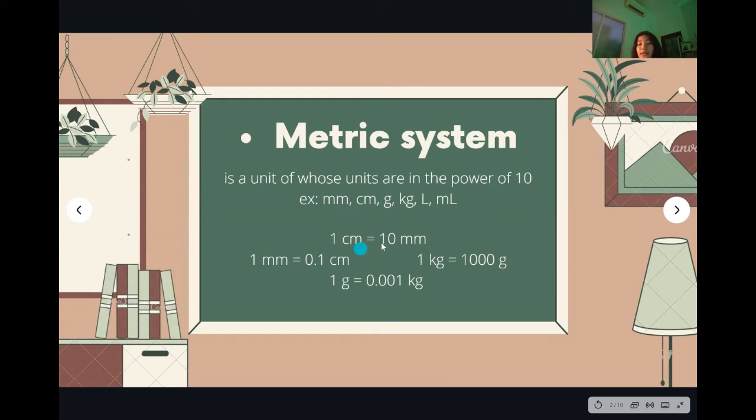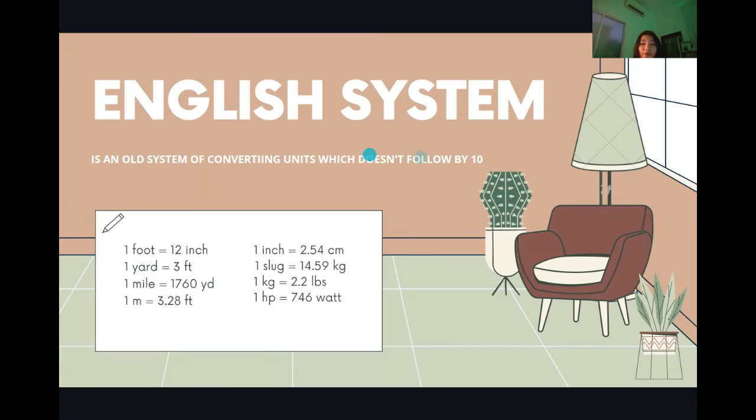1 centimeter has 10 millimeters, 1 millimeter has 0.1 centimeters, 1 kg has 1000 grams, and 1 gram has 0.001 kg. As for the English system, it uses an old system of converting units which doesn't follow powers of 10. Example, 1 foot equals 12 inches, 1 yard equals 3 feet, 1 mile equals 1760 yards, and 1 meter equals 3.28 feet.